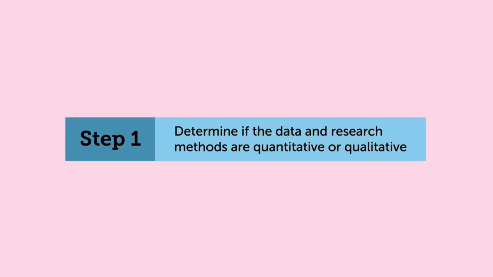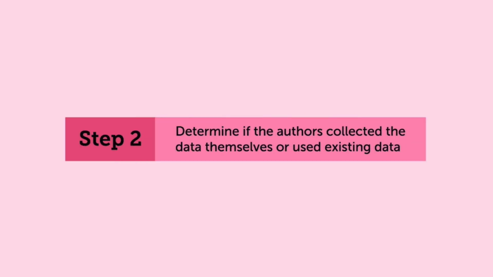After determining whether the data in the research article is quantitative or qualitative, you will want to find out if it is primary or secondary data. That is, if the authors collected data themselves specifically for the study, or if an existing dataset was used.